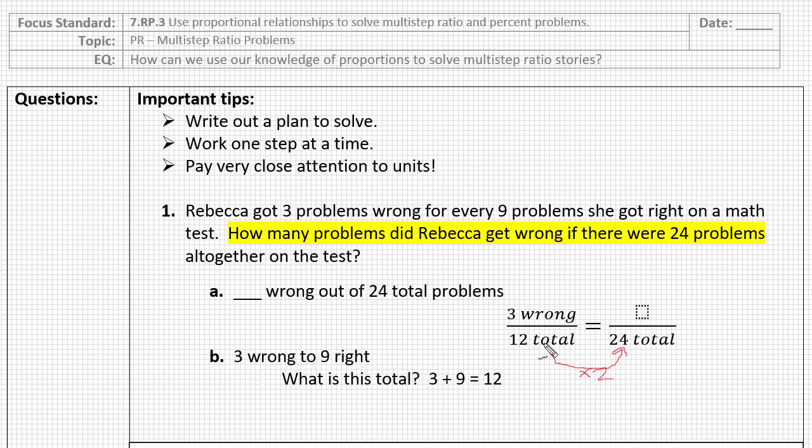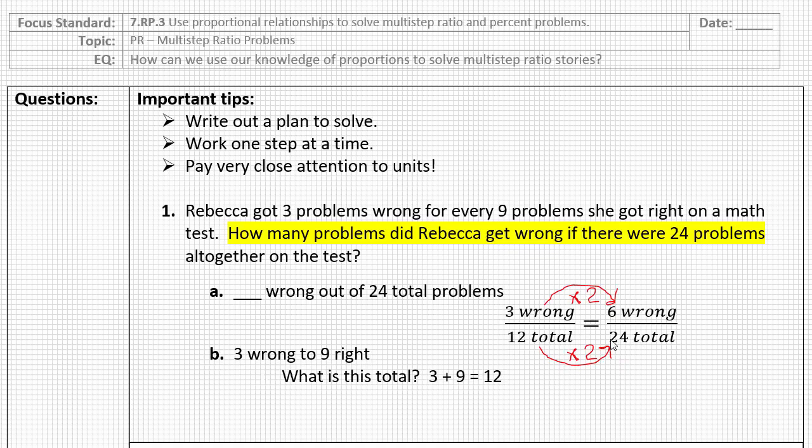Well, you probably saw that we could just multiply 12 by 2 to get 24. And since we're making them equivalent ratios in this proportion, we can just do the same thing in our numerator to figure out our answer. In working our way through this and solving our proportion, where we saw that we could just multiply this ratio by 2, we see that she got 6 wrong out of the 24 total. So now we just need to fill in our blank here.